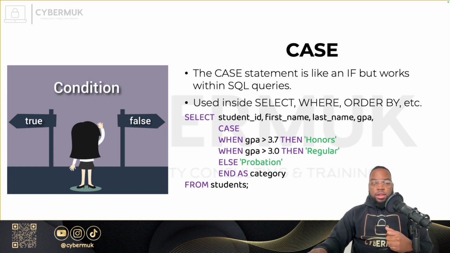Here's an example. The first line just says select as we usually do, like the student ID, the first name, the last name, GPA. You can select more or less. And now you're adding another column here that you want to see.